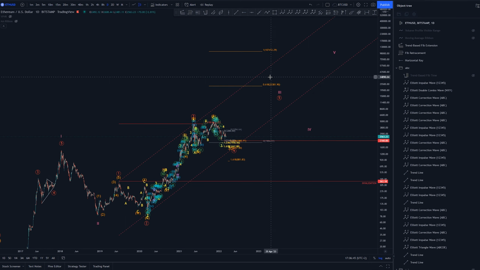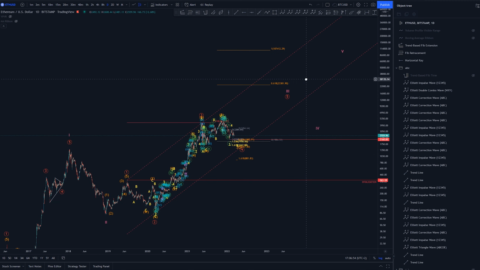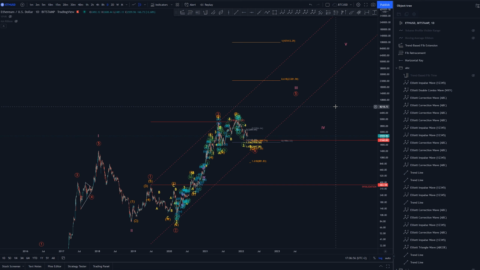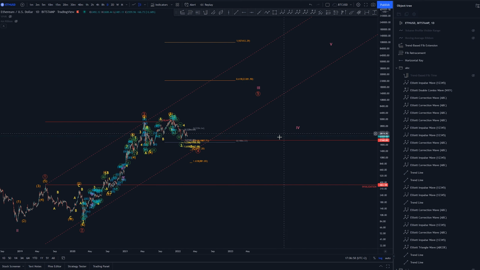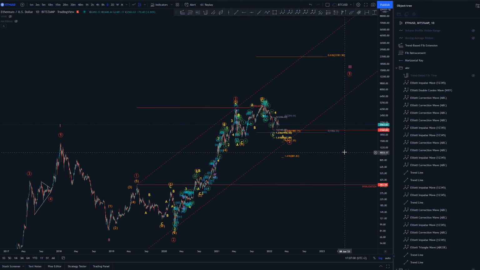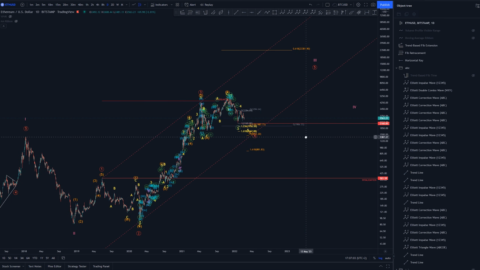Now that is a number you've probably heard somewhere without much reasoning, or at least without many Elliott Wave reasons. So that is one scenario that might happen. So I think that is all for now.